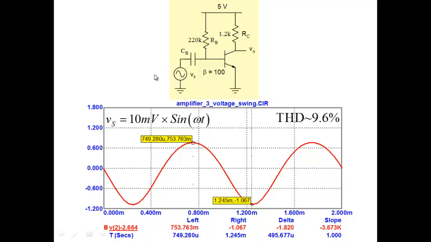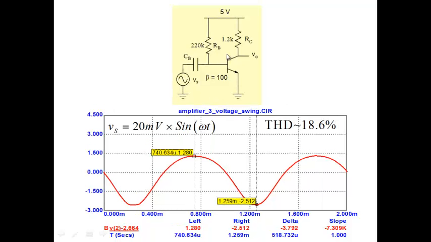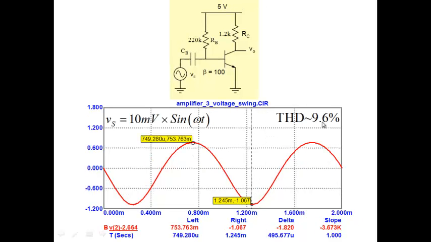Now the issue is, suppose I have a 20 millivolt signal, and I want to amplify that signal. If I apply 20 millivolts directly, I would get harmonic distortion of close to 20%. For example, if I take the same circuit and apply 20 millivolts, I'll get 18.6%, or close to 20% harmonic distortion. Now, I don't want that. I want to amplify a 20 millivolt signal with 10% harmonic distortion. That's the problem. I don't want higher harmonic distortion, but I would like to amplify a 20 millivolt signal.